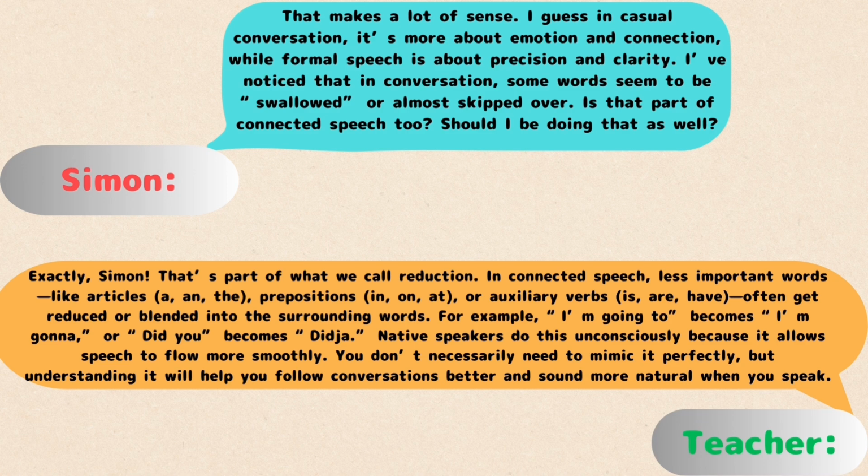Exactly, Simon. That's part of what we call reduction. In connected speech, less important words like articles and the prepositions in, on, at, or auxiliary verbs is or have often get reduced or blended into the surrounding words. For example, I'm going to becomes I'm gonna, or did you becomes did ya. Native speakers do this unconsciously because it allows speech to flow more smoothly.